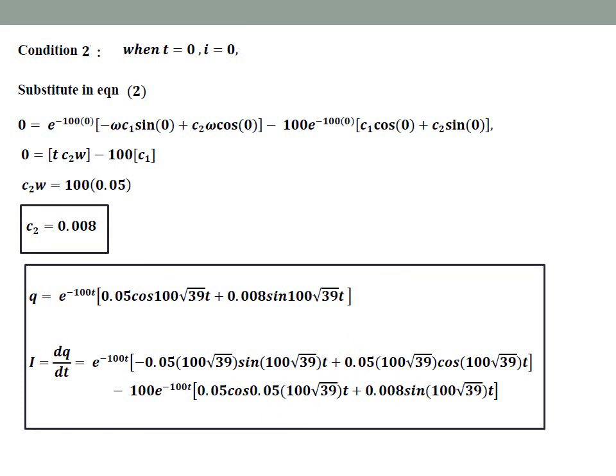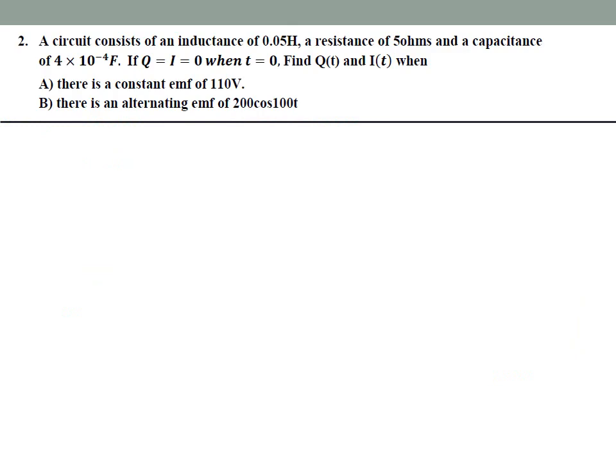Okay, so now I have my second problem over here. They have given me a circuit consisting of an inductance. What is inductance? Inductance is L, correct, and a resistance of 5 ohm. Resistance means R, and a capacitance of 4 into 10 power minus 4 farad. Capacitance means C, and this is my initial condition. What they are telling? Charge Q as well as current I is 0 at initial time t is equal to 0. Find charge and current when there is a constant EMF of 110 volt.